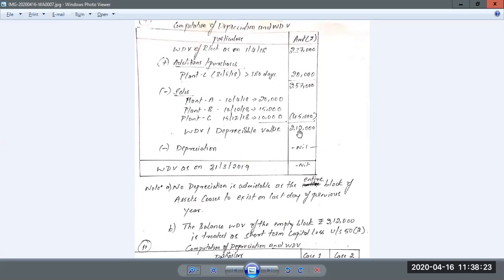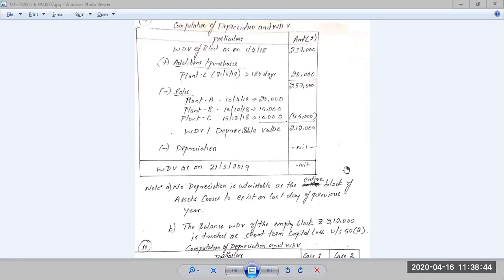So this 2,12,000 will be considered as short-term capital loss under section 50 sub-section 2. In this case, since there is no asset available at the end of the year, depreciation will become inadmissible and the WDV value will also be nil in this problem. So this is how we have to solve this particular problem. Hope you have understood. Then let us look at another problem.